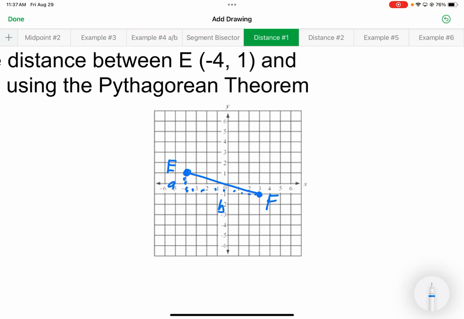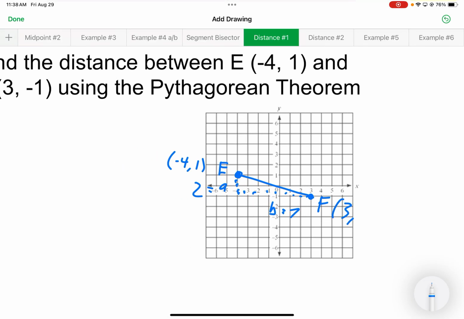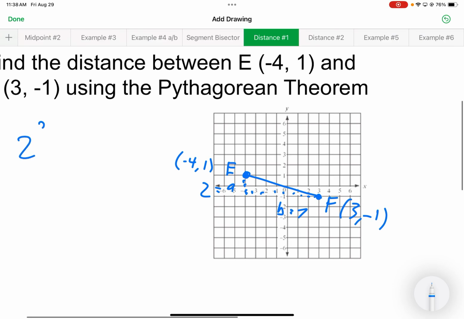Now, what would be the length of A? How far did I go down? 2. Good. And then what about B? I got to count points for that one. 7? Okay. All right, so then how am I going to find what the length of my hypotenuse is? a squared plus b squared. So you square them and add them together. So 2 squared plus 7 squared equals c squared?